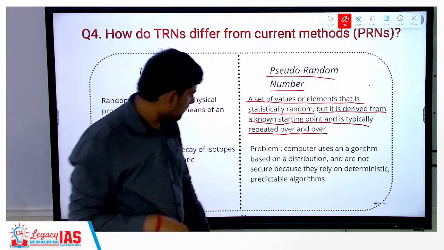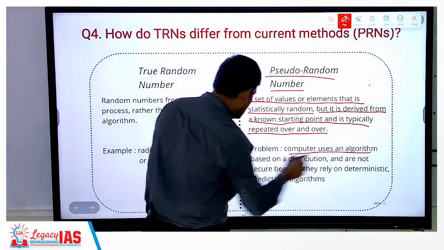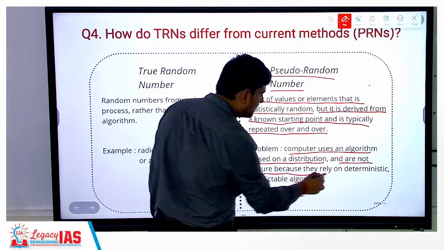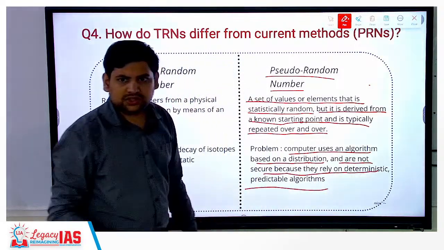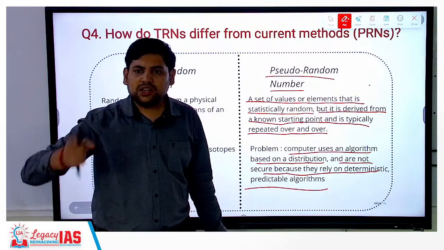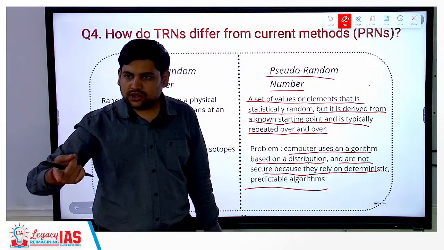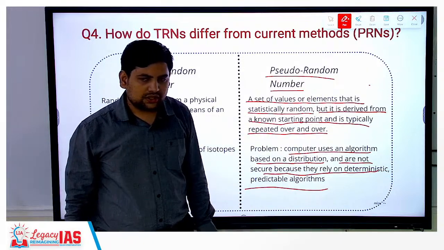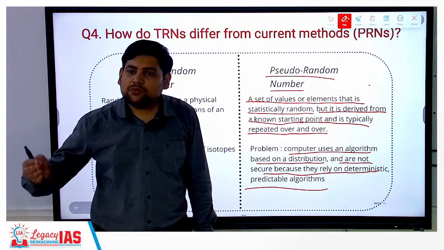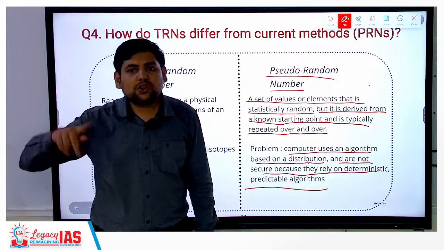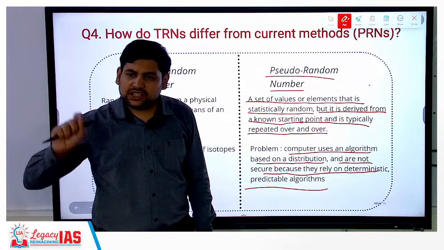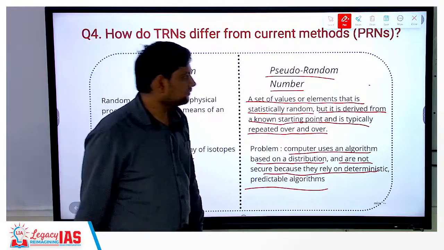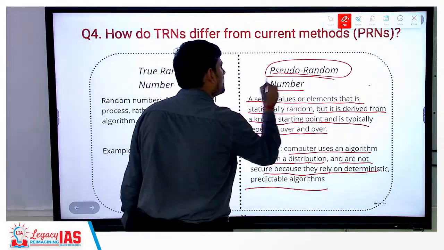Now see, computer uses an algorithm based on distribution, and these are not secure because they rely on deterministic or predictable algorithms. Because this is based on some algorithm, that algorithm can always be broken down, and then the passwords or anything that you are trying to secure can be known. Understood? It is being made more and more difficult by different technologies. For example, blockchain makes it very difficult, but still it is always based on some algorithm, and you can still tamper with it.